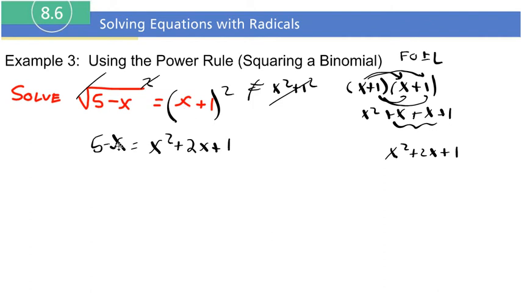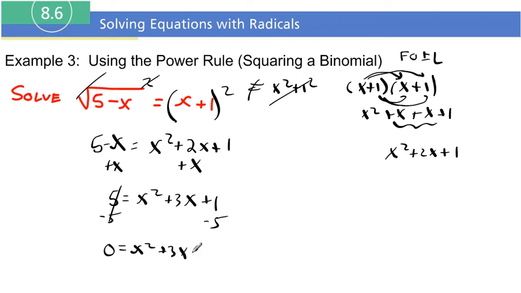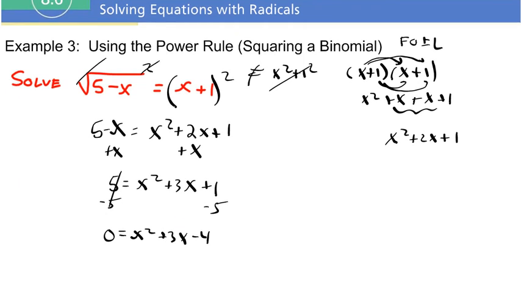Okay, so what we need to do is we need to move all of our terms to the same side as the x squared. So I'm going to go ahead and add x to both sides. Add x, add x. So that means I get 5 equals x squared plus 3x plus 1. But then I also have to move the 5 over here. So I'm going to subtract 5 from both sides. So those are gone. So I get 0 equals x squared plus 3x minus 4. Okay, so now it's in what we call ready to be factored form, where all the terms are on the same side. Okay, so now we're going to have to factor this.